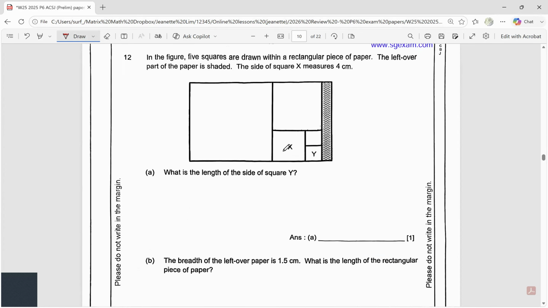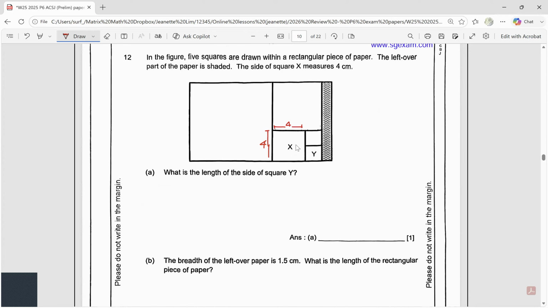In the figure, you have 5 squares, and then this rectangle, this is the leftover part of the paper that is shaded. Side of the square X measures 4 cm. So this is 4. This is 4. Now, if these two are both squares, this would be the same as this, which is this. So what is the side of square Y? That will be 4 divided by 2, which is 2 cm.